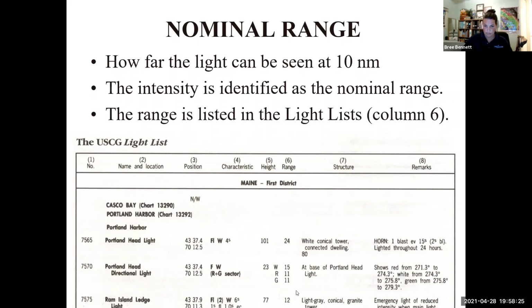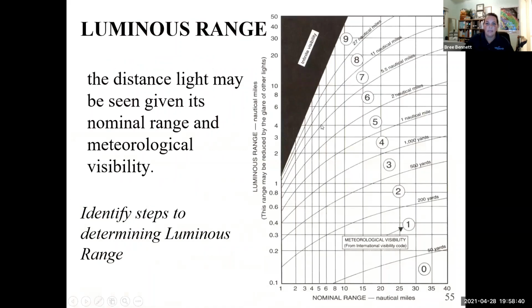So some you can see less than 10, some you can see more than 10. It's just giving you that visibility of the light at perfect visibility, meaning 10 nautical miles. Then you use the luminous range graph, which is in your light list.